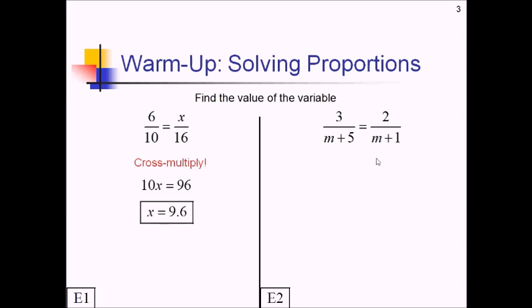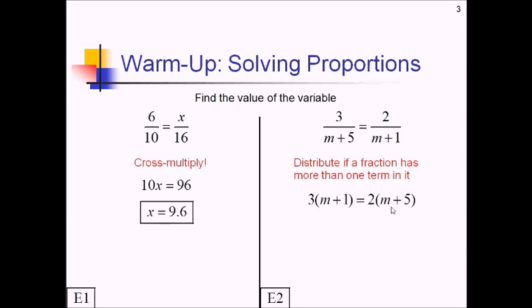Similar idea over here, only this time we have to be careful because there are multiple terms on this side of the fractions. So in this situation, we need to distribute when you have more than one term. So we're going to have 2 times (m plus 5), the whole thing in parentheses, equals 3 times (m plus 1). We want to make sure again that we don't forget to distribute, so I always include these parentheses right after cross multiplying. So then we'll have 3m plus 3 and 2m plus 10.